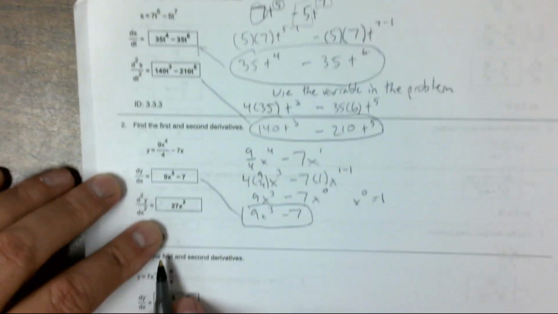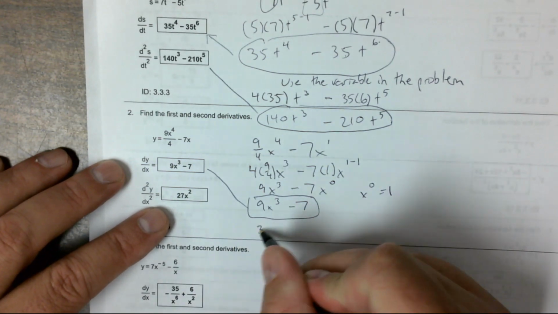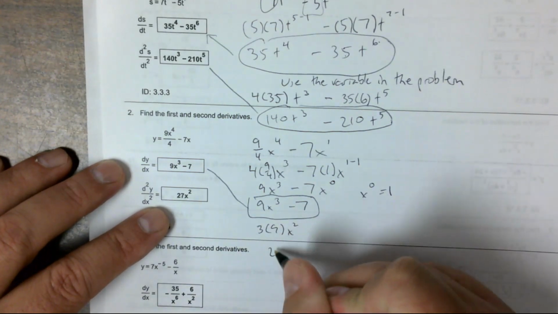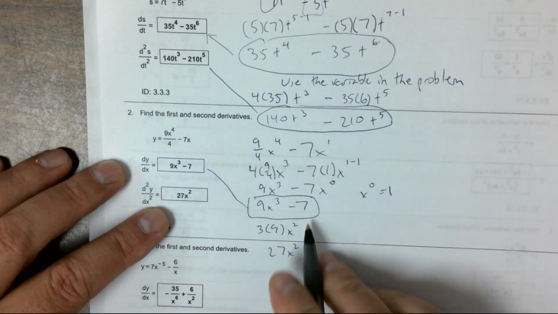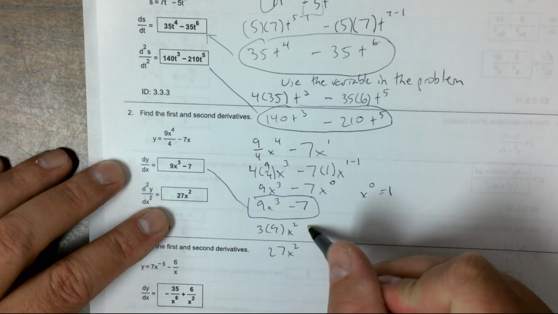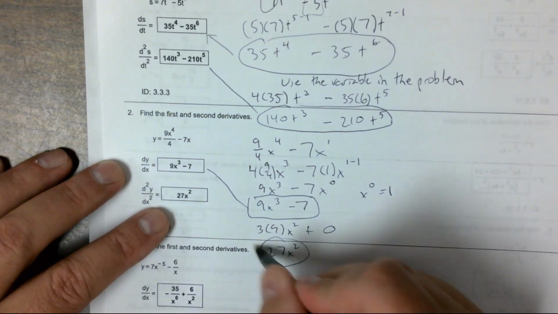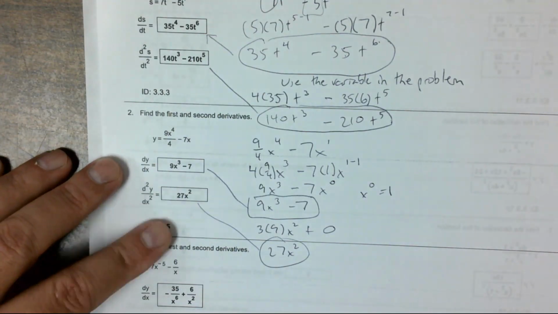And now we're going to just go 3 times 9x squared, so 27x squared. And then the derivative of negative 7 would be 0. So we just write 27x squared. So that's how you do those.